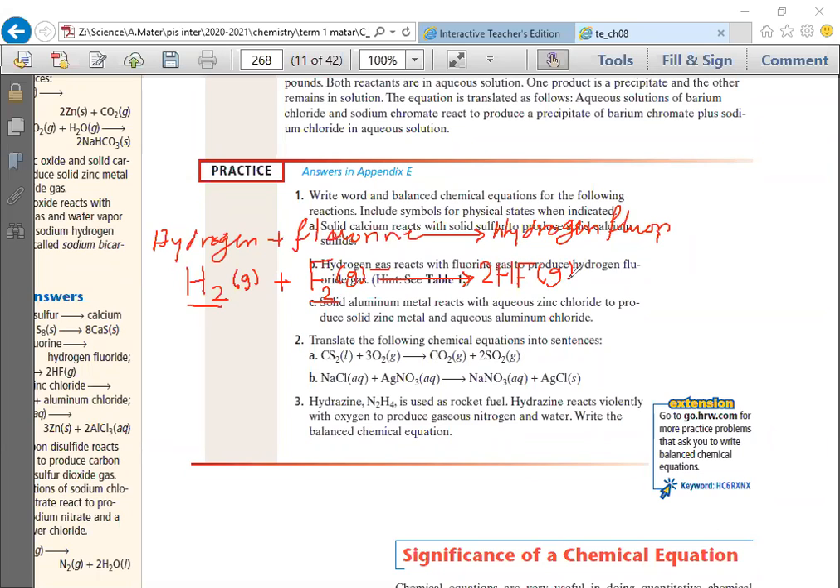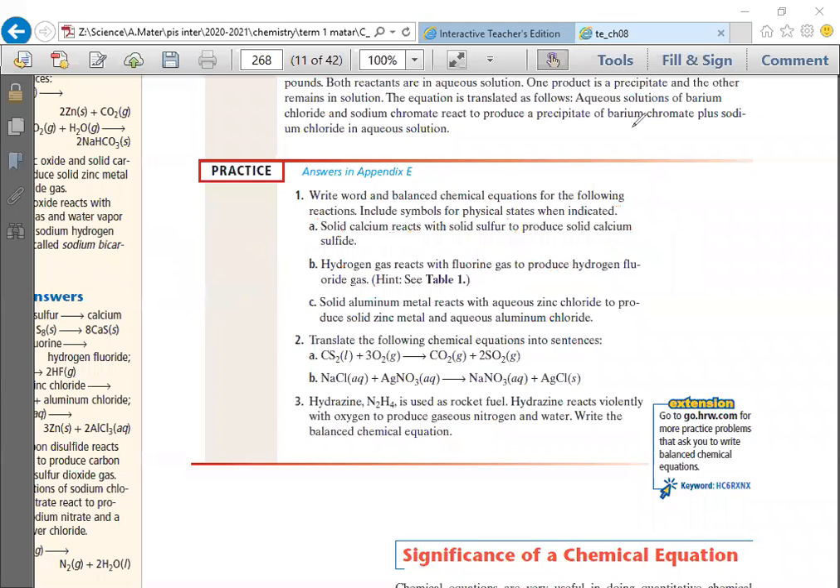Great work. Then let's start with letter C. Solid aluminum metal reacts with aqueous zinc chloride to produce solid zinc metal and aqueous aluminum chloride. So who can answer this, guys?